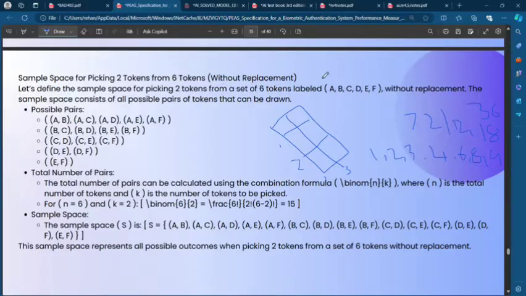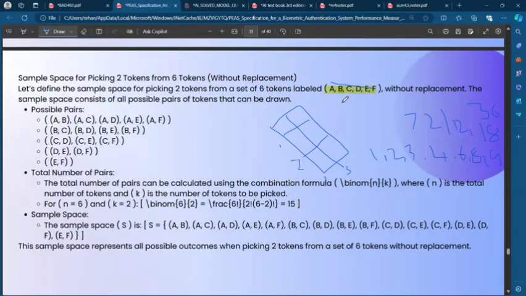That thing was there. So here first what we will do is possible pairs. So first six tokens. I am selecting six tokens without replacement. It is the same permutation idea, right? Then the sample space consists of all the possible pairs of tokens. First pair A with everyone: A comma B, A comma C, and it should not repeat, A comma A cannot be taken. So A B, A C, A D, A E, A F.